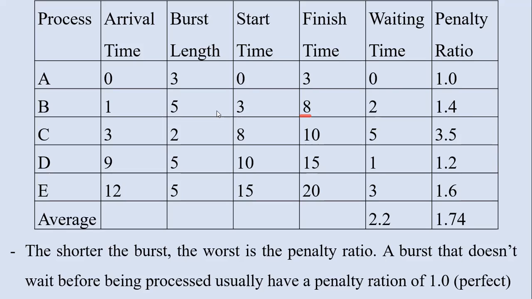Then process C arrives at time 3. It requires a burst of 2 to be processed. It will start after the previous process is complete, so its starting time will be 8. Then it will finish being executed at time 10, because the finishing time is equal to the starting time plus the burst time.